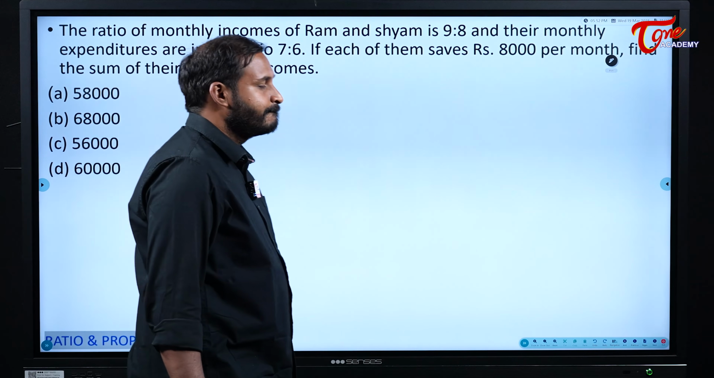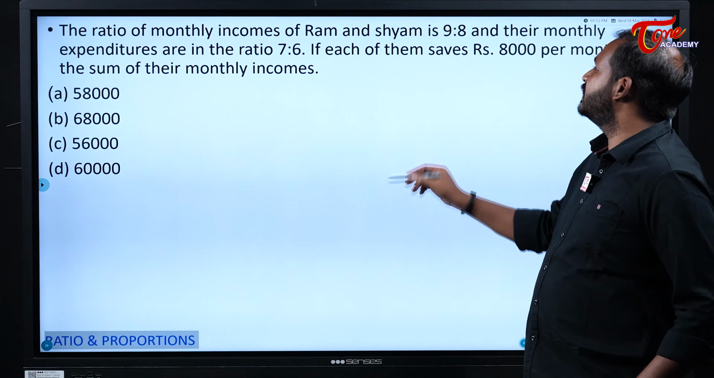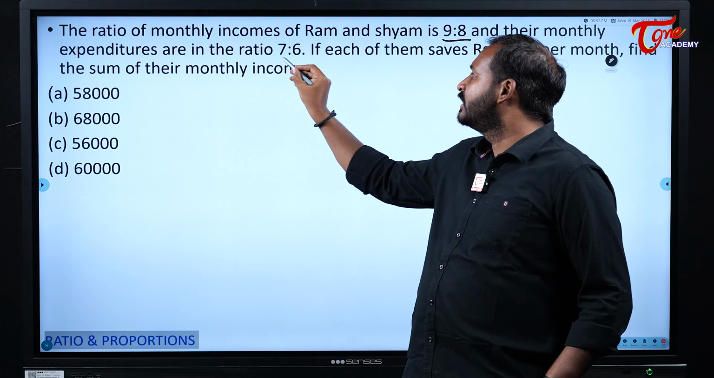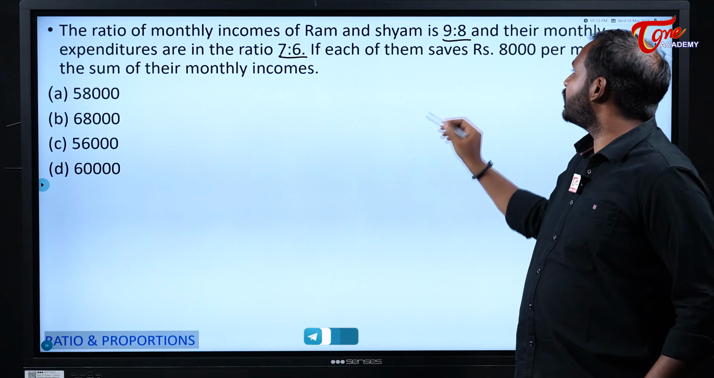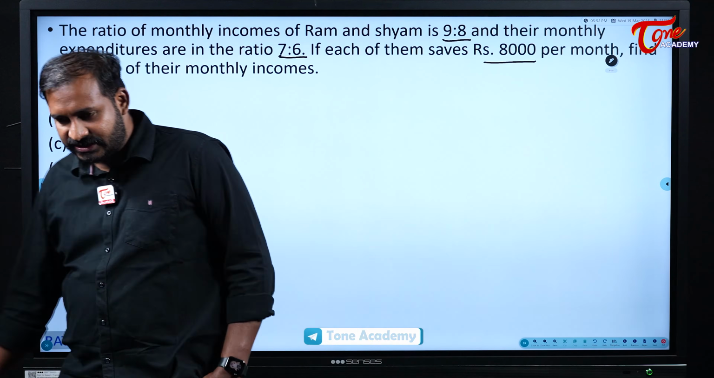Next one. Please see here. The ratio of monthly incomes of Ram and Shyam is 9:8 and their monthly expenditures are in the ratio of 7:6. If each of them saves 8,000 per month, the sum of their monthly incomes is.